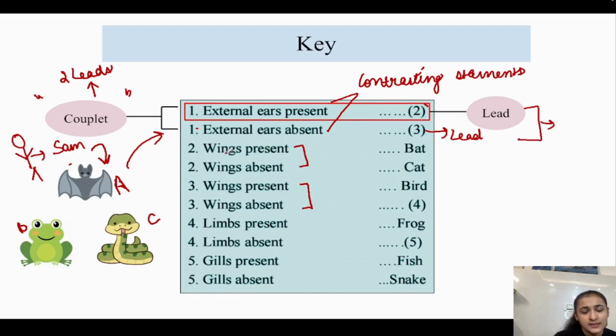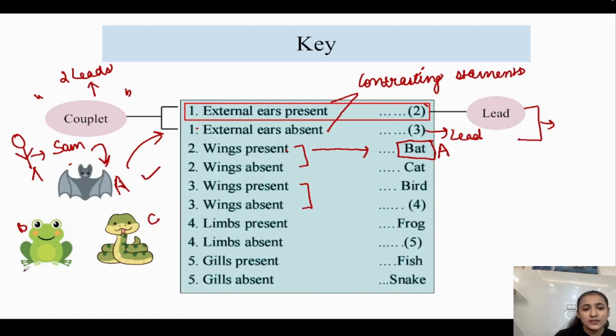Now second couplet is saying wings are present. So are wings present in this organism? Yes, wings are present. Okay, now we have identified it that our organism number A is a bat. So see how easily we identified a bat. So taxon A has been identified.